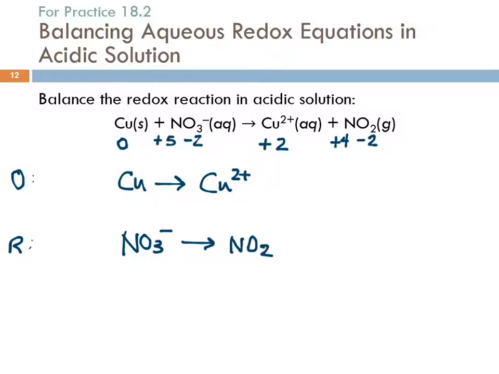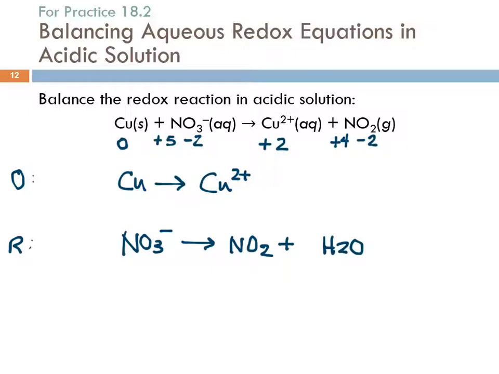The next step is what? Mass. Oh, mass. Balance by mass first. So the oxidation half reaction is done. Down here, the nitrogens are balanced, but the oxygens are not. I have 3 oxygens on the left, I have 2 on the right. So to balance that, I'm going to add water.